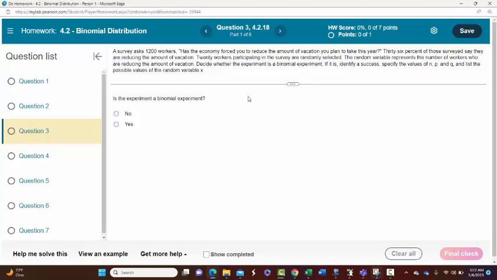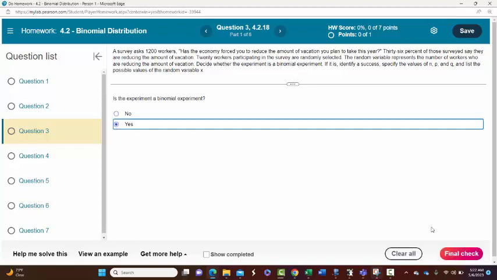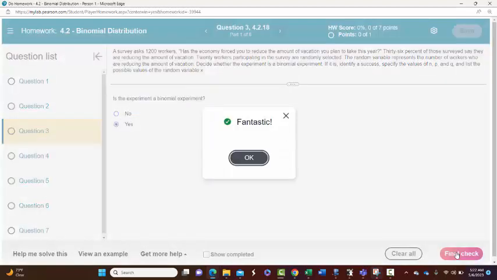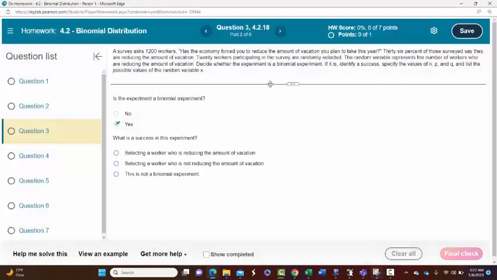Binomial experiment. Yeah, I guess you could say that. So that means 36% chance that surveyed workers said they were reducing the amount of vacation. So it doesn't appear to be dependent upon anything. Okay. Now you can just pick it up. Success is the random variable that represents the number of workers who are reducing the amount of vacation.